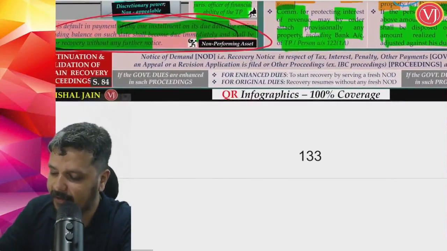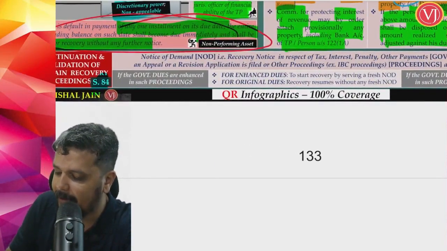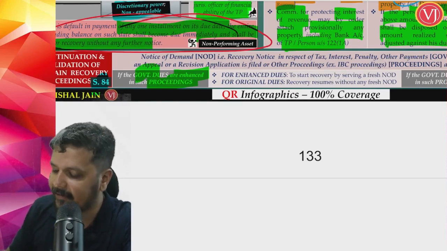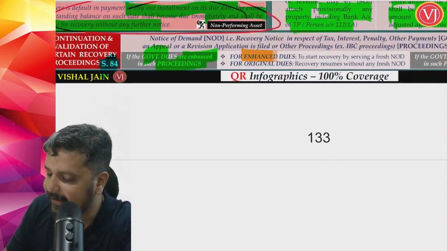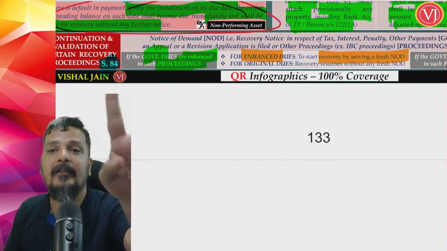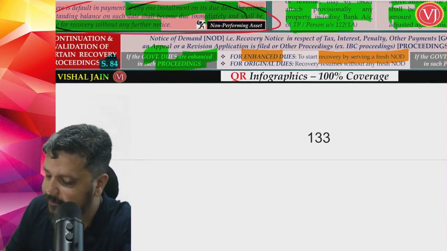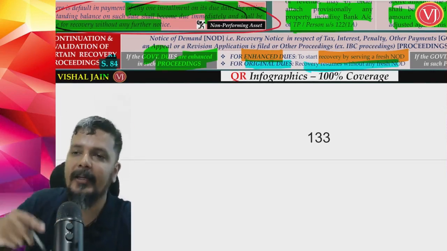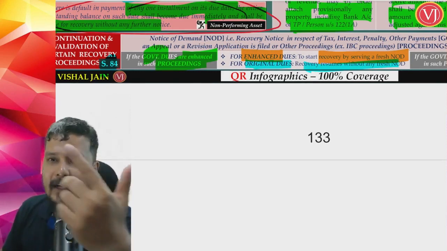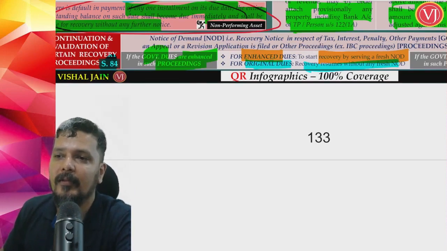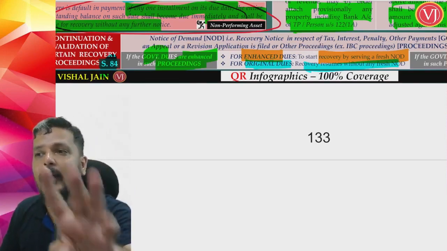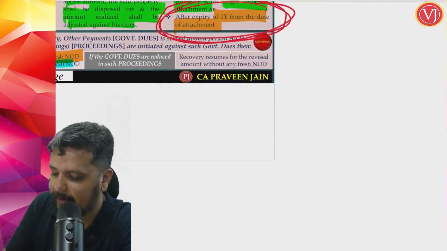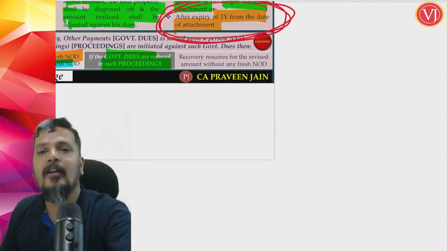And finally, when you talk about section 84, it tells that if government dues are increased by appeals, we have already discussed this indirectly. If they are increased by appeals, for the increased dues, again a notice has to be given and an order has to be passed within 2 years. For the original dues, recovery will start. If the due was 1 crore and the higher authority made it 5 crores, 1 crore direct recovery. For the balance 4 crores, again a notice of demand and conversion into an order within 2 years.